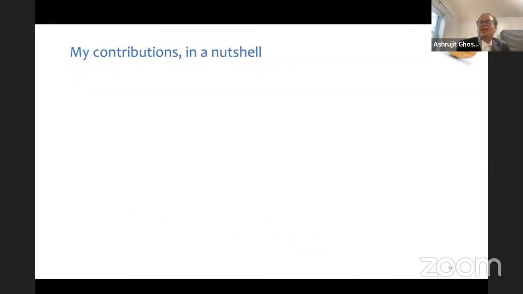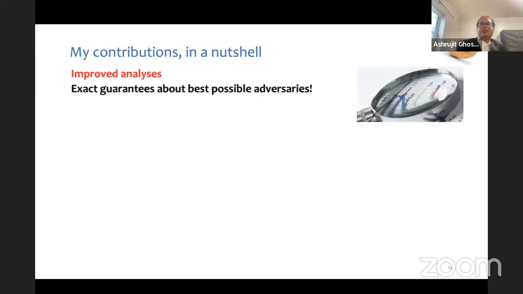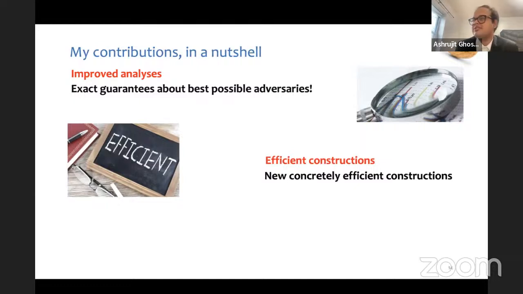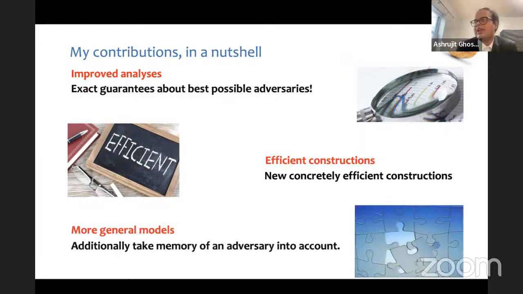So in a nutshell, I gave improved analysis of cryptography deployed in the real world. I also come up with constructions that are efficient enough to be used in practice. Finally, I contribute towards a more general model that takes into account the memory of an adversary, something that had been traditionally ignored. I'll talk more about each of these contributions in more detail.